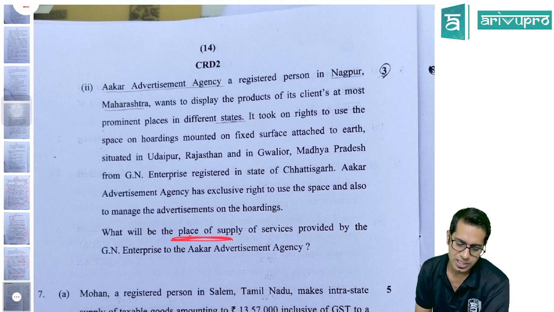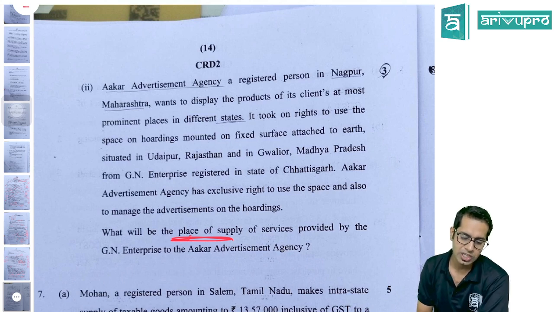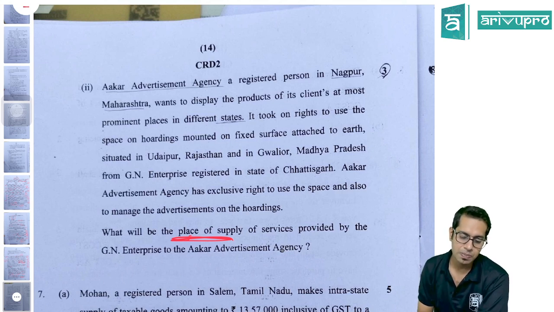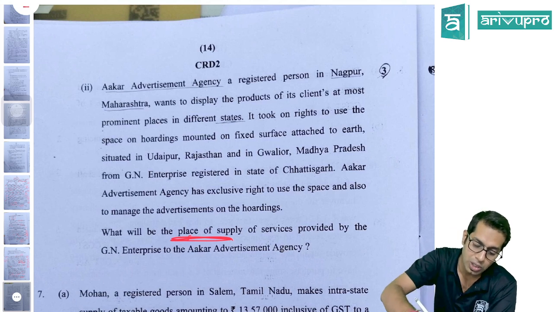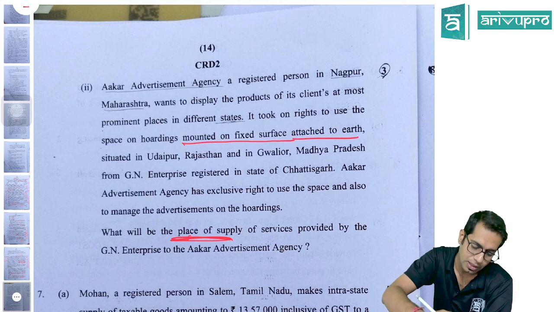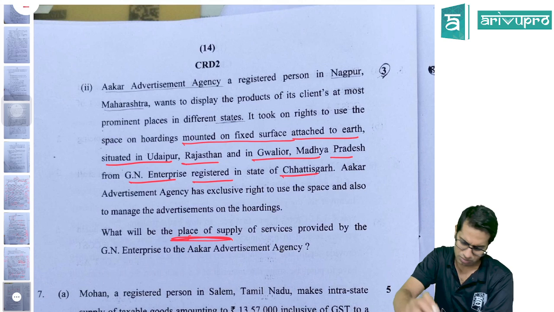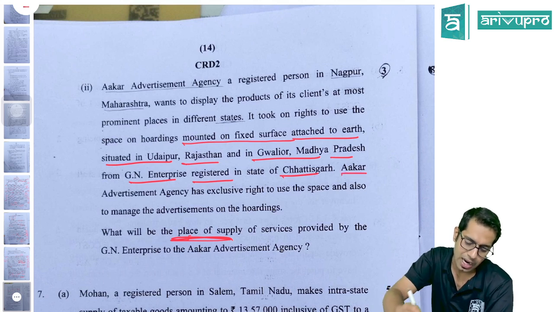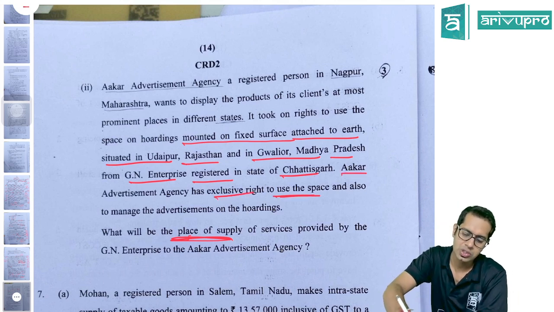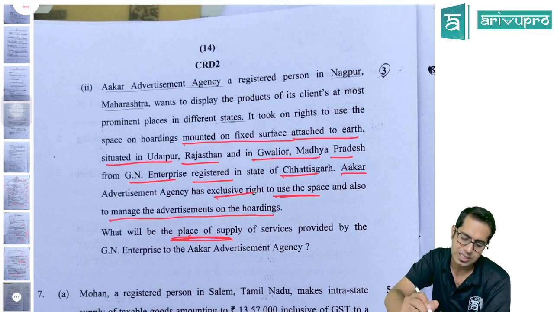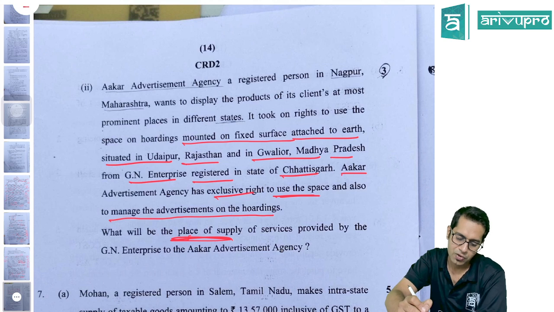ACCA advertisement agency, a registered person in Nagpur, wants to display the product of its client at the most prominent places in different states. It took the right to use the space of hoarding mounted on a fixed surface attached to earth, situated at Udaipur in Rajasthan and Gwalior, Madhya Pradesh, from GN Enterprises registered in Chhattisgarh. ACCA advertisement agency has the exclusive right to use the space, and also to manage advertisement on this hoarding. What is the place of supply for this particular transaction?